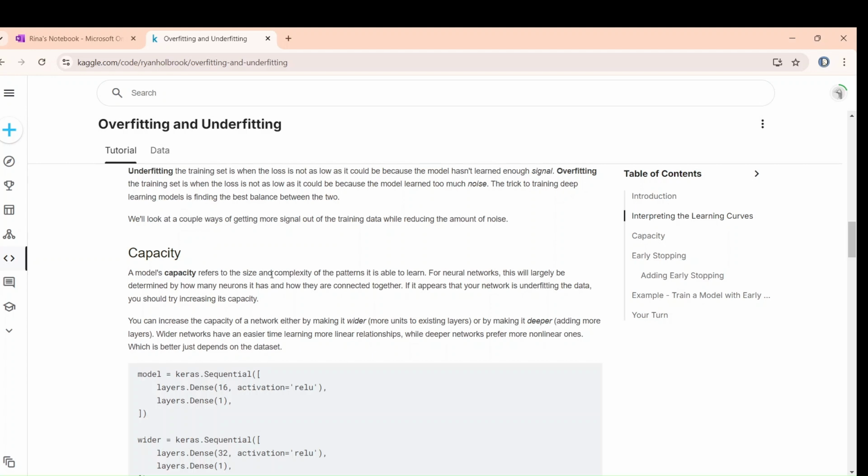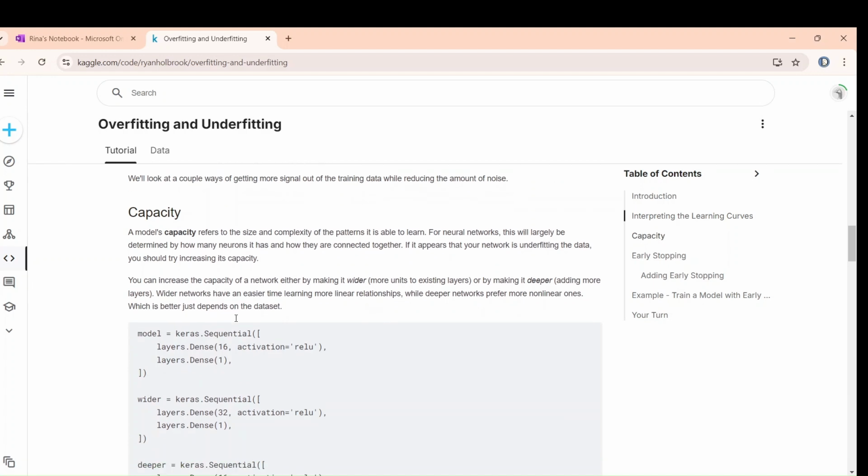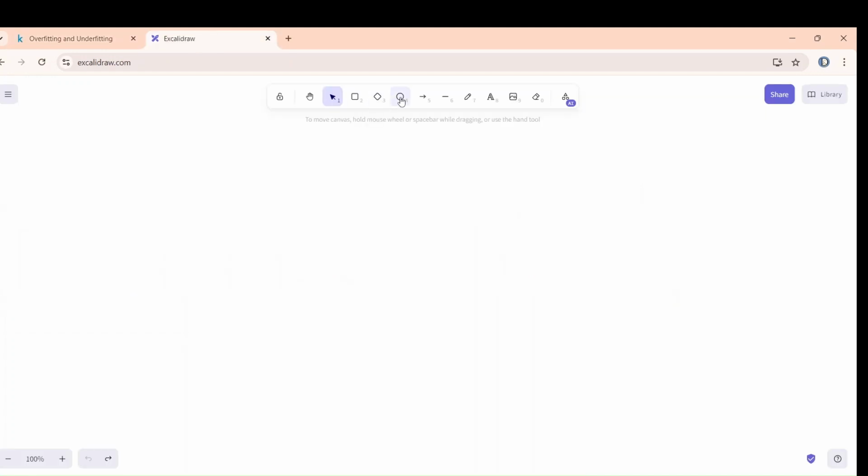Now read here. A model's capacity refers to the size and complexity of the patterns it is able to learn. For a neural network, this will largely be determined by how many neurons it has and how they are connected together. If it appears that your network is underfitting the data, you should try increasing its capacity. You can increase the capacity of a network either by making it wider or by making it deeper, adding more layers. Let me draw this for you.